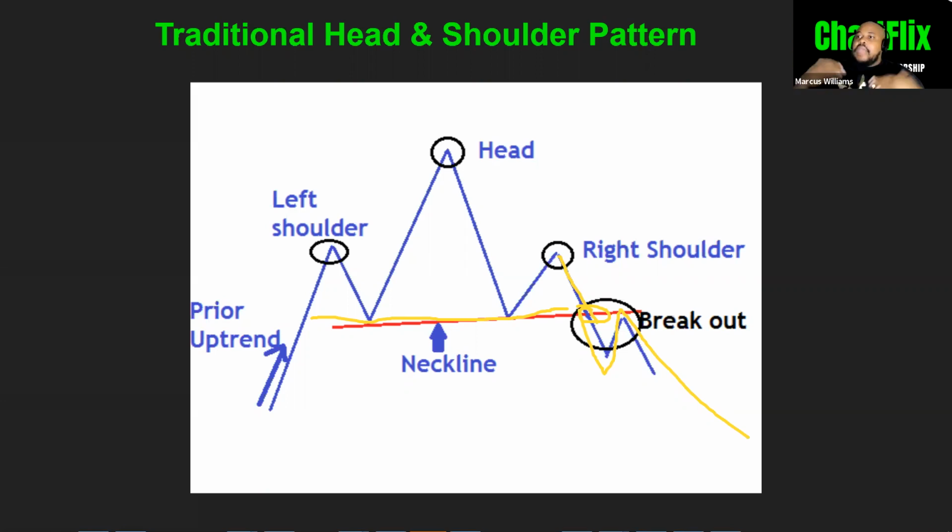So I would say, based on my experience, that the head and shoulder pattern, the traditional pattern, is about 60 to 70% right. Okay. And that's my personal experience. I've heard some other mentors and some other people say that it's about 70, 75%. Okay. All right. So this is your traditional head and shoulders pattern.